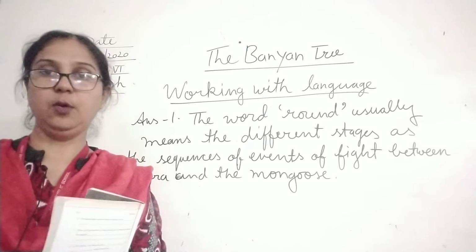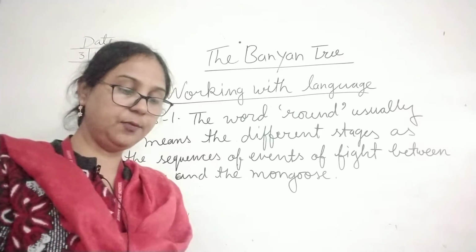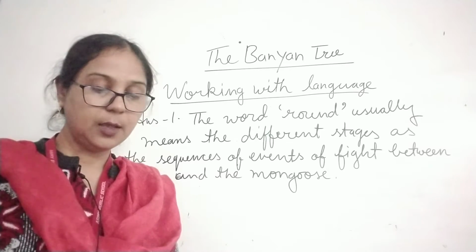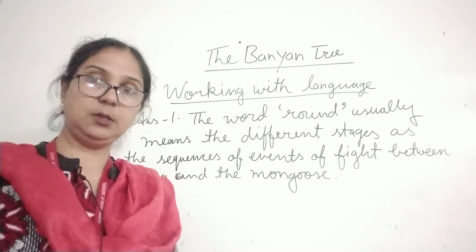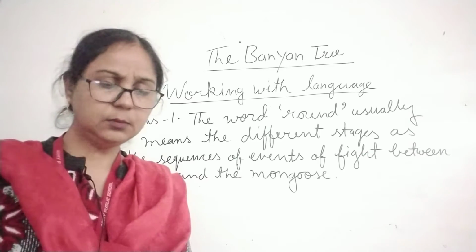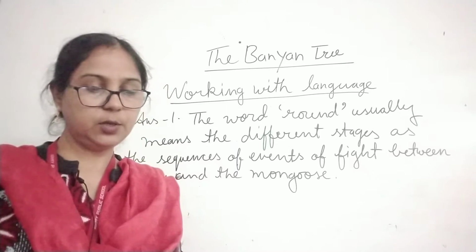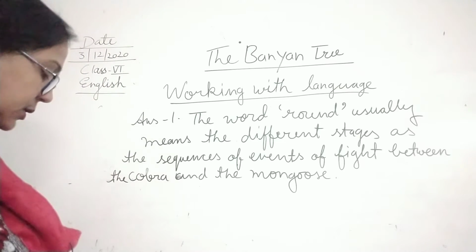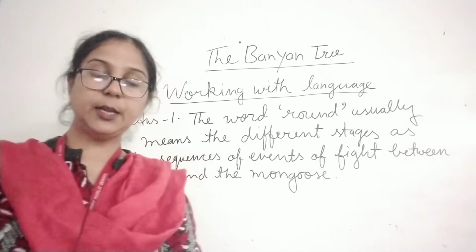So children, now let's write the second question. Find the 5 words in the following paragraph which are generally associated with trees, but here they have been used differently. Underline the words. So here it is having a different type of words that we are going to do. Underline the words that we are going to complete. Now first we should read this paragraph.